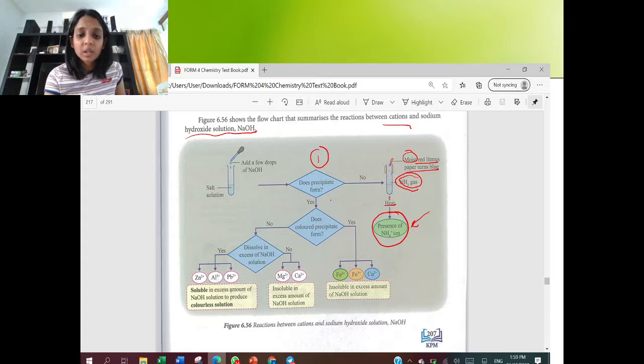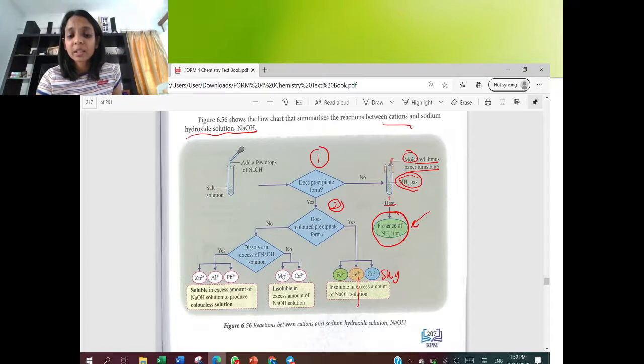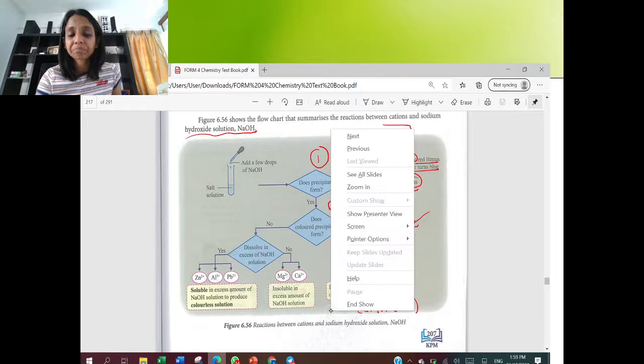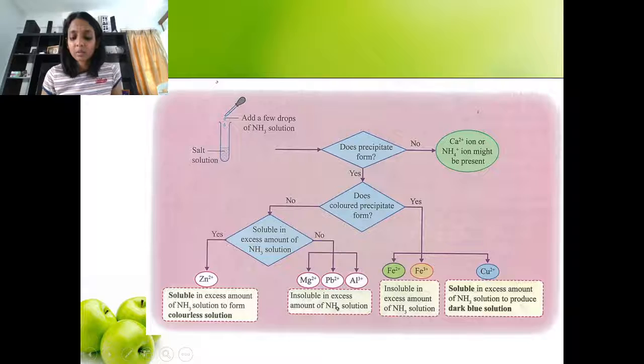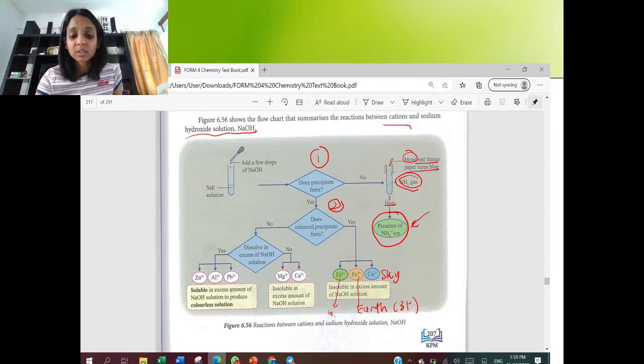So that is number one. Number two, if you get a colored precipitate, very simple. You get green, brown or blue. Blue, you look at the sky: it's copper 2 ions. Brown, you look at the earth: it's iron 3 ions, 3 plus. And green, you look at the grass: when you look at the grass, you will notice that it is iron 2 ions. Then it comes down to the third possibility.